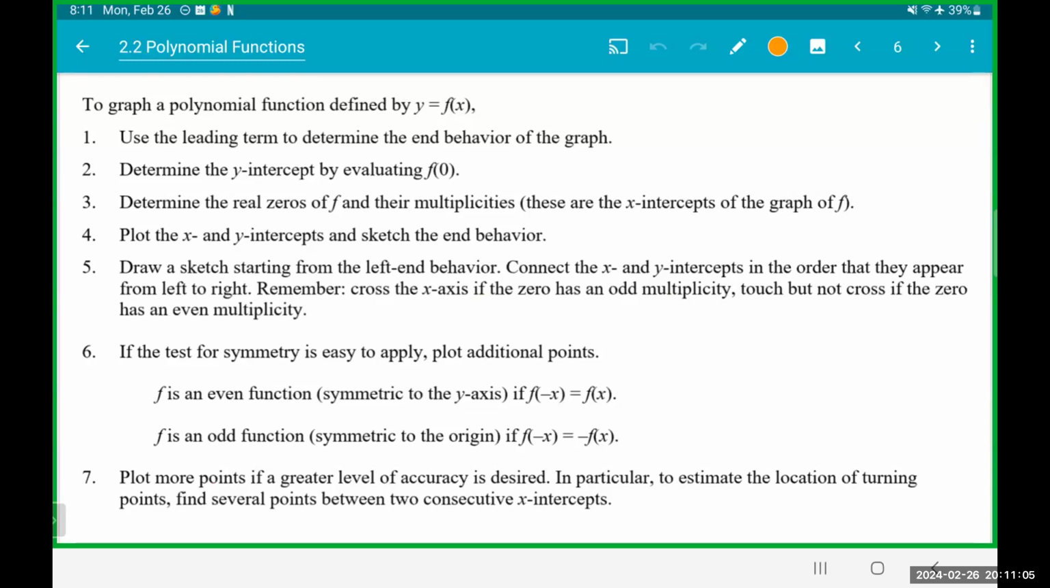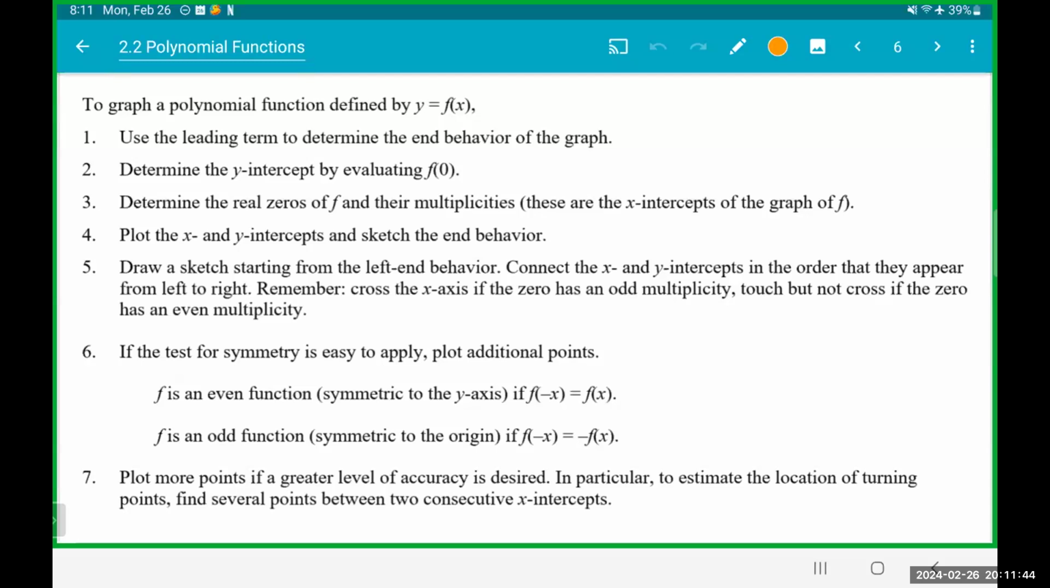So we can use our leading term to help us determine end behavior. We can calculate our y-intercept. We can do our real zeros, right? I mentioned real and imaginary, and their multiplicities. This is going to give us where our x-intercepts are. We can plot those x and y-intercepts on a graph and sketch in that end behavior. And then we can sketch that, knowing what we know with the multiplicities.